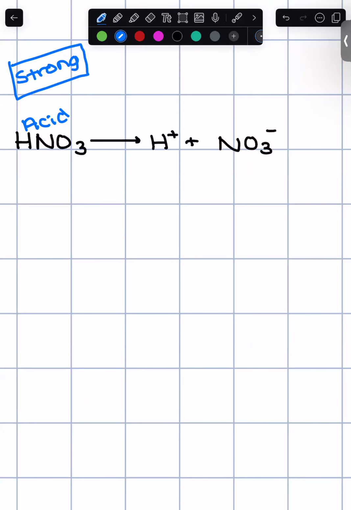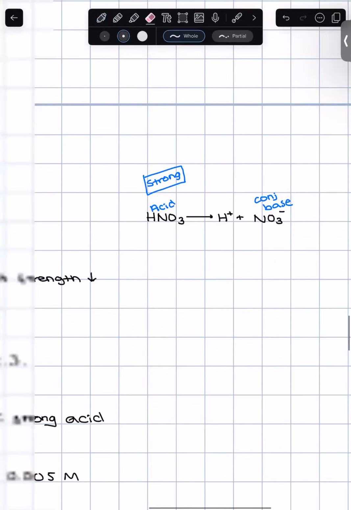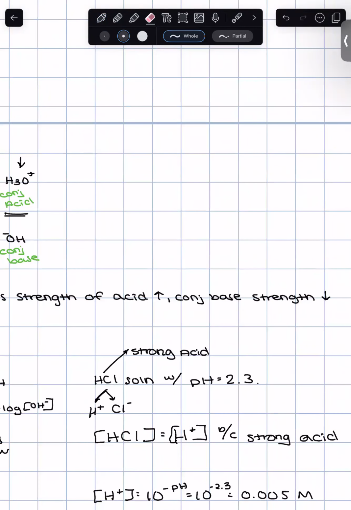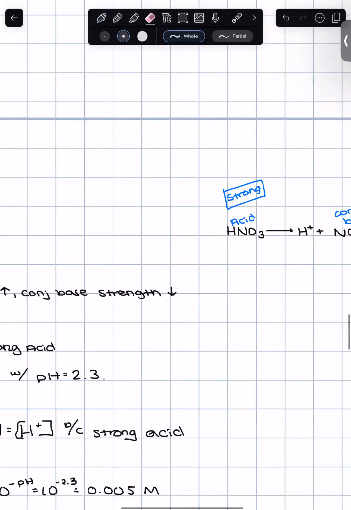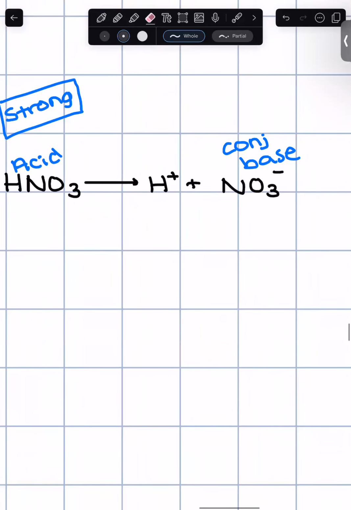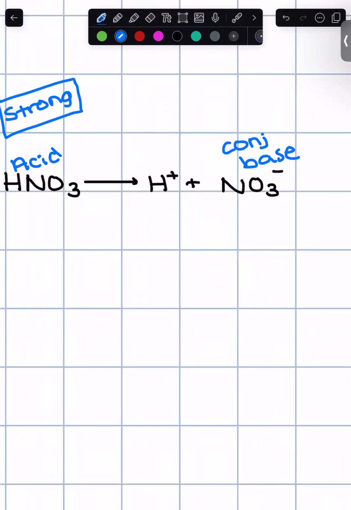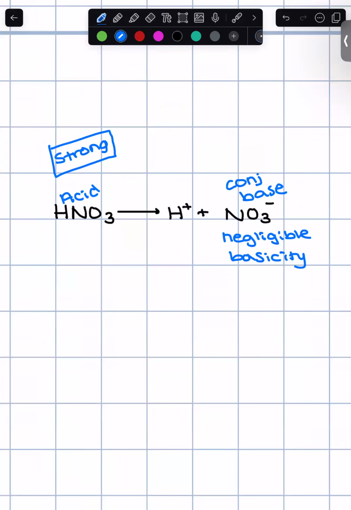So this is a strong acid, and as you guys know, this is our conjugate base. Because it is the anion produced from the acid, it will act as a base if it's going in the reverse direction. So if we go based off this trend, acid strength increases, conjugate base strength decreases. The conjugate base of a strong acid has what we refer to as negligible basicity, which means that in the reverse direction, this barely acts as a base. It's a very stable anion.